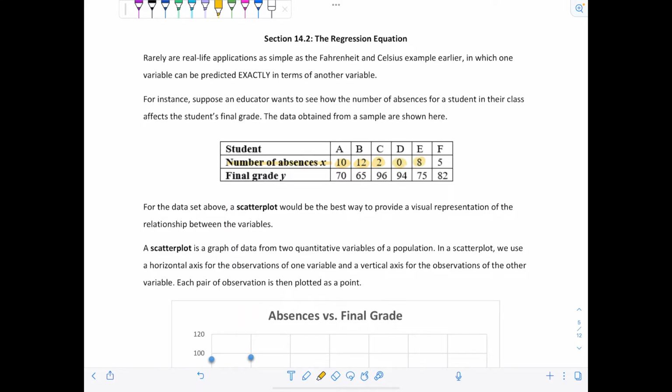What is student B doing? Going to the beach every other day? And then here's their final grade, Y, okay, out of 100. 70, 65, 96, 94, 75, 82.